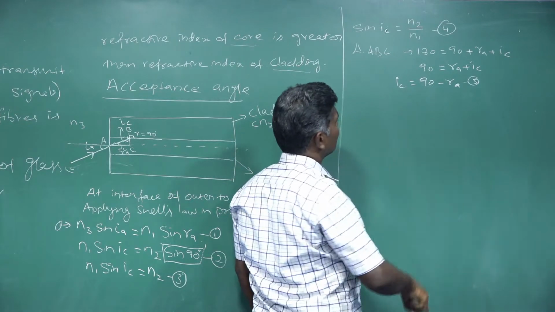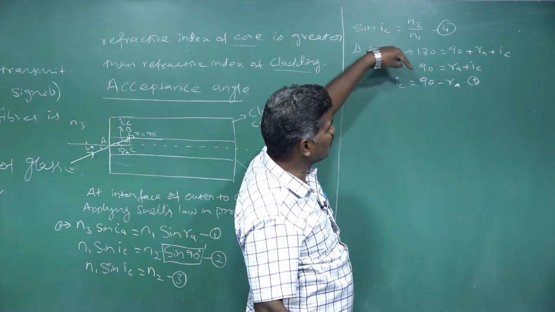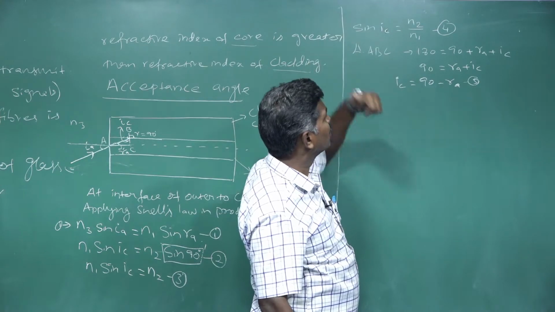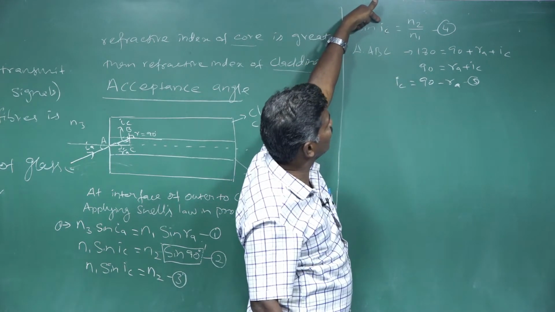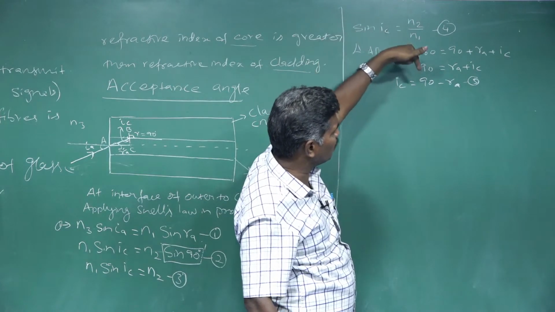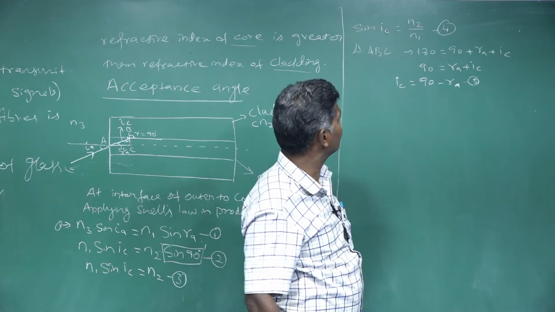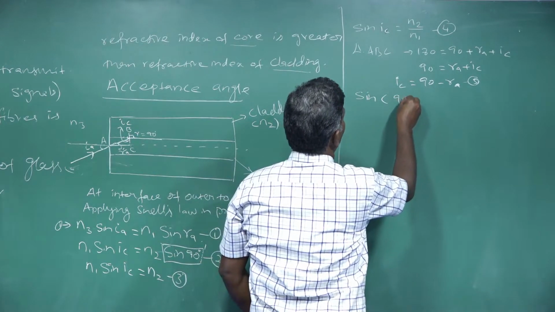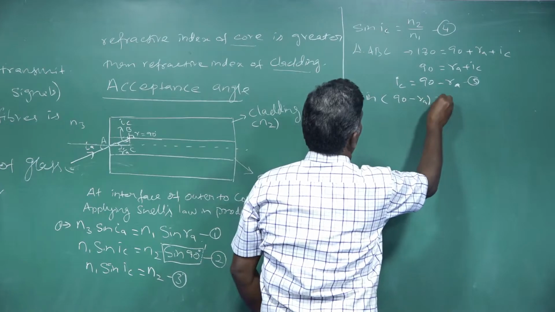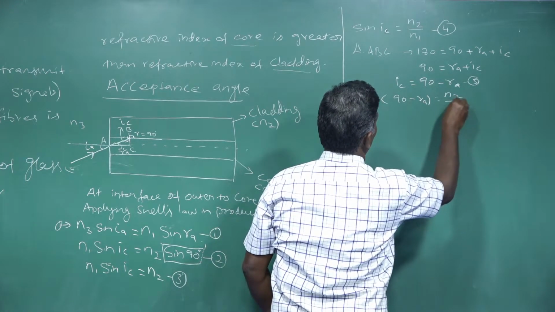Now, in equation 4, instead of IC, I am going to substitute 90 minus RA. So we get sine of (90 minus RA) equal to n2 divided by n1.